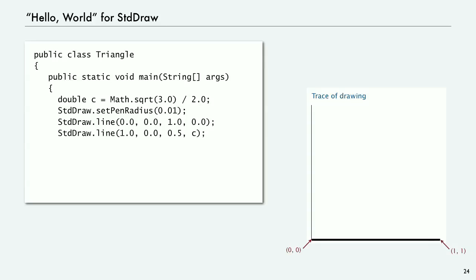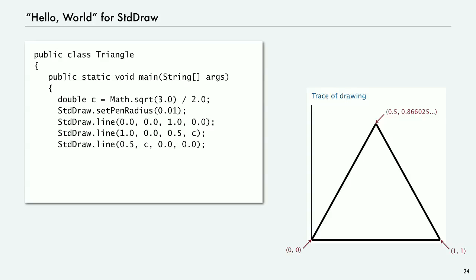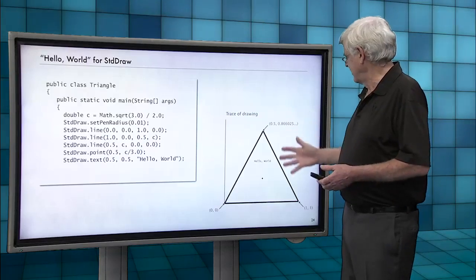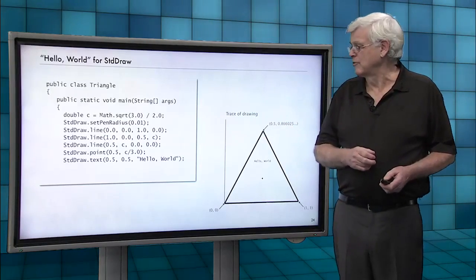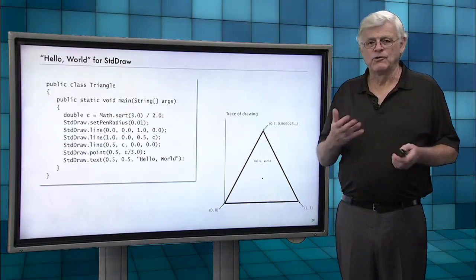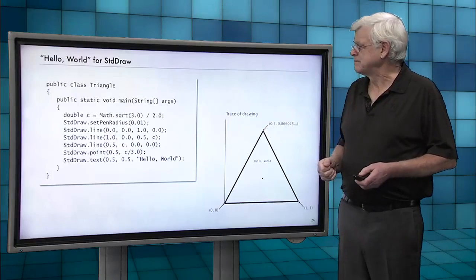Then we'll draw one from 1, 0, which is over here, to the top of the triangle, which is x-coordinate half and y-coordinate square root of 3 over 2. And then we'll draw another line back to the origin, from that point back to the origin. That's a program that draws a triangle. And just for variety, we'll draw a point in the middle, and we'll put some text there too as well. So that's drawing lines and points in the standard draw window. Draw a triangle, that's the Hello World program.